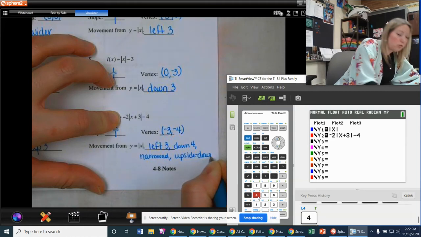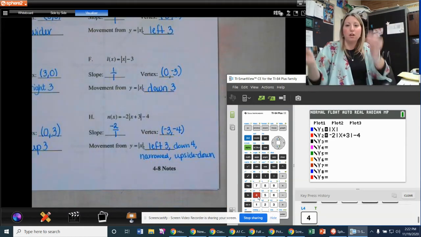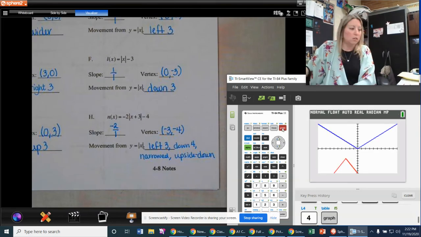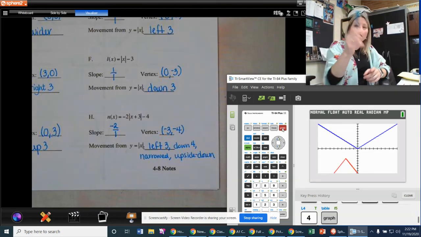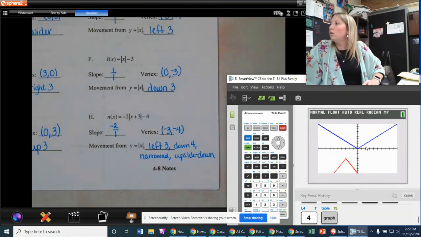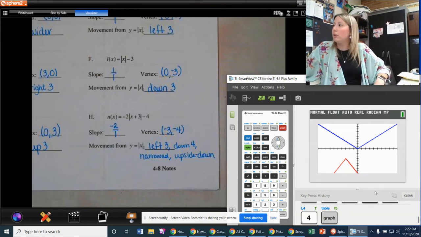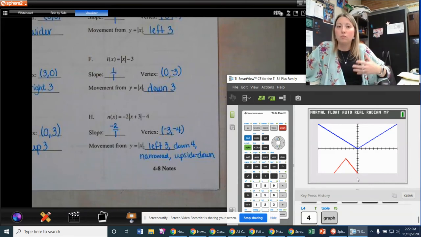Each of those changes in the equation makes that movement. And let's just look. There's the original, left 3. So left 3, down 4, narrowed, upside down. There it is. That's how I can tell.